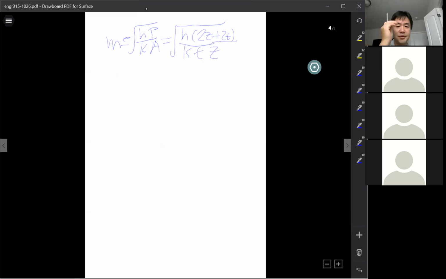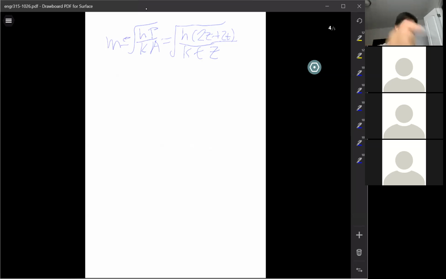What is the area? Cross-sectional area. T times Z. Right? Is that right? Again, everybody should know how to calculate those geometry areas and parameters. These are important, right? This is out of scope of my teaching here, but you're supposed to know, okay? Right, everybody? Cross-sectional area is the depth Z times the thickness, right?